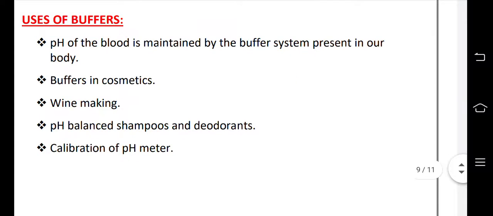Now uses of buffers. The pH of the blood is maintained by the buffer system present in our body. Buffers are used in cosmetics and for wine making, and pH balanced shampoos and deodorants are mainly made using buffers, and they are used in the calibration of pH meters.